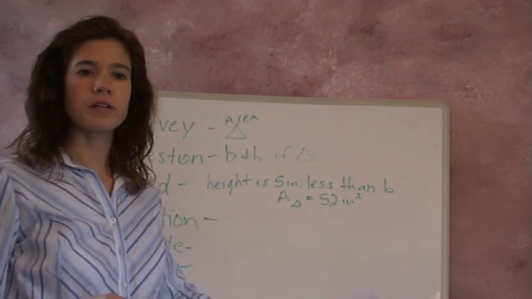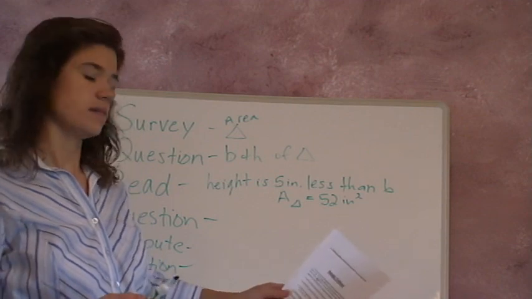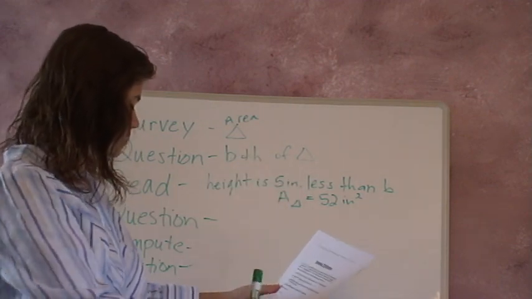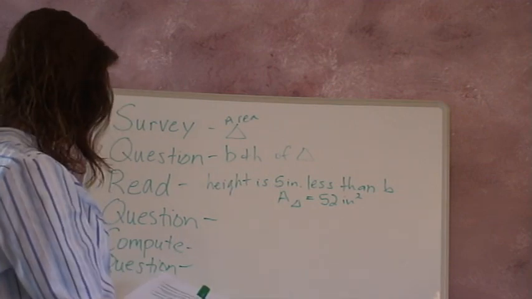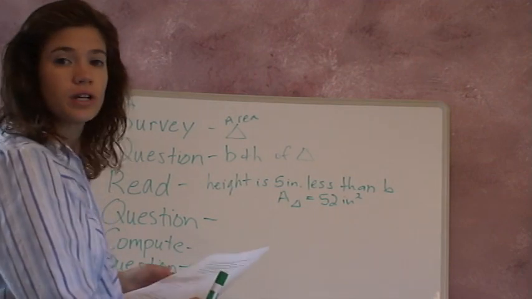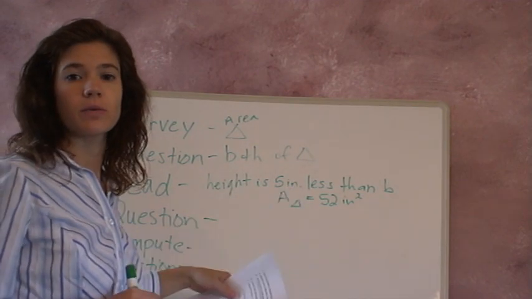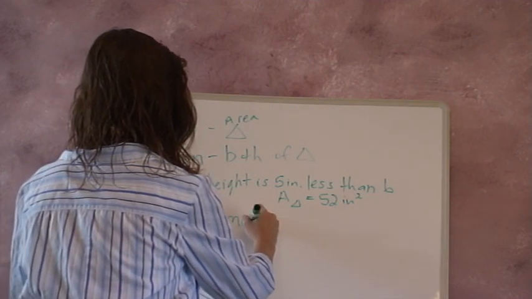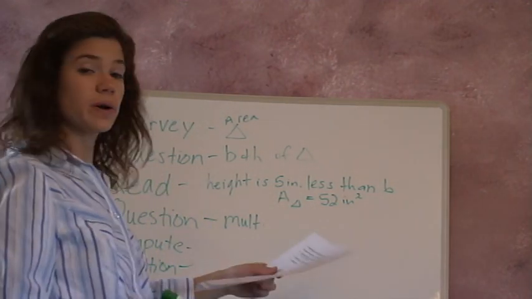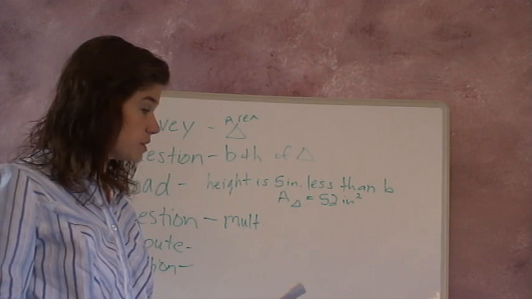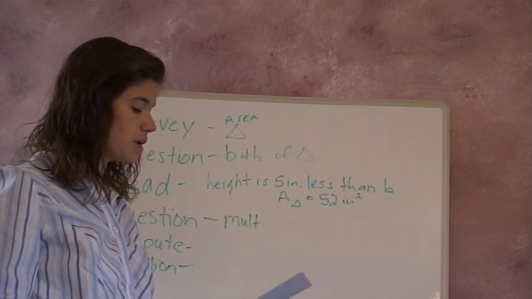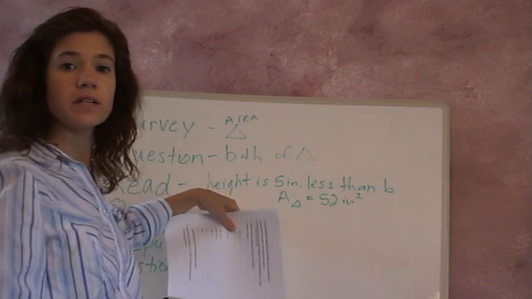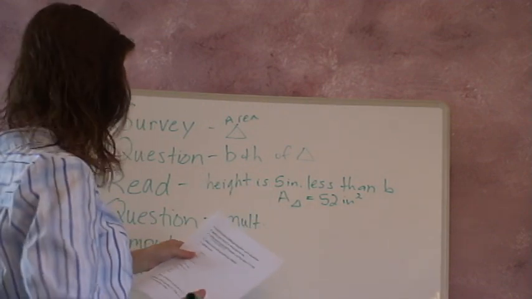Alright, Matthew, what are we going to do next? That's right, we're on Q for question. So question, we have to figure out what kind of operations are we going to use. We know we're dealing with area, so we're going to want multiplication, area of a triangle. And now let's go ahead and compute. So we've really sorted out the information, now we're going to compute. Let's look at some of our information that we got here from our read step and make equations.